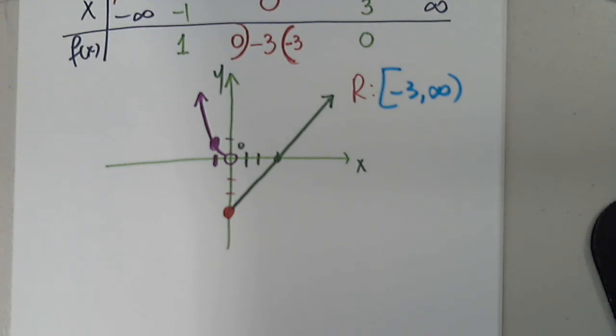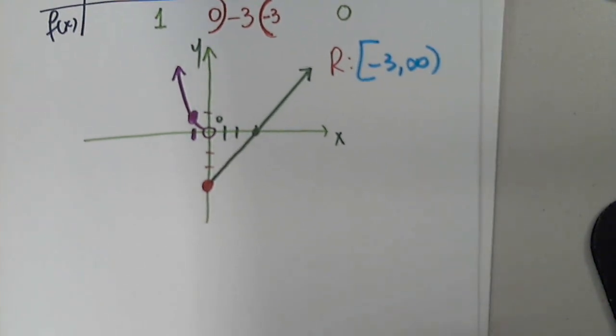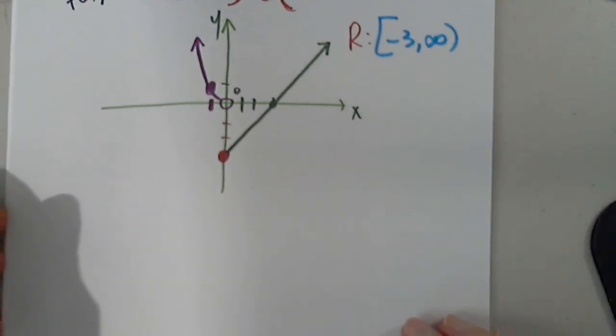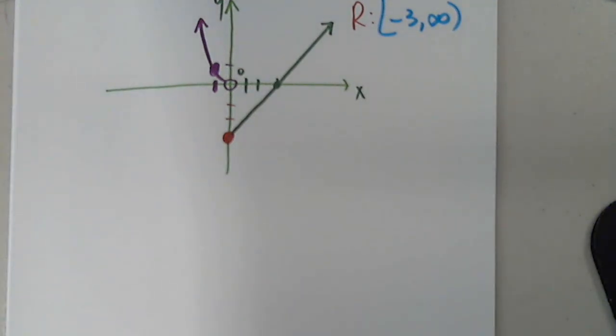Any questions on how to graph a piecewise defined function? And tell me if you would like to work on another, or is this good enough? Would we like to see another, or is this okay?